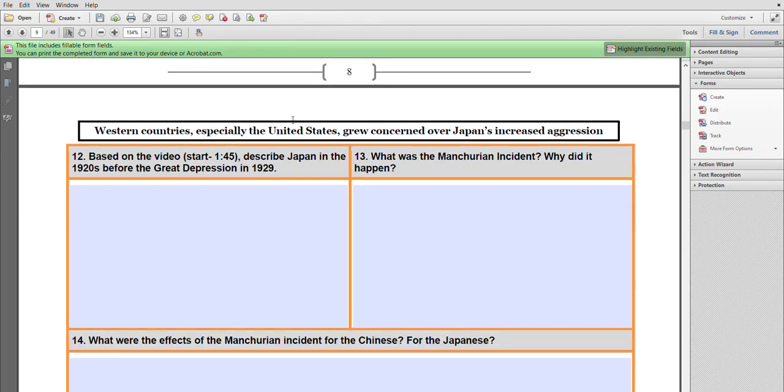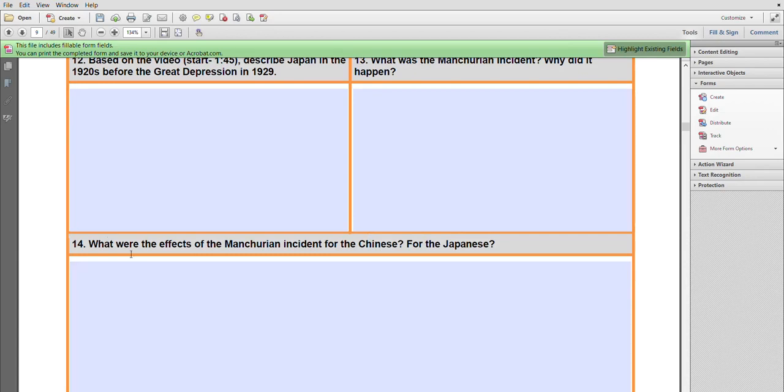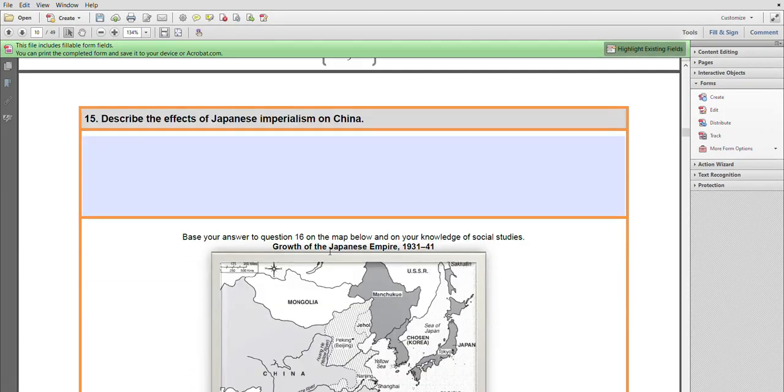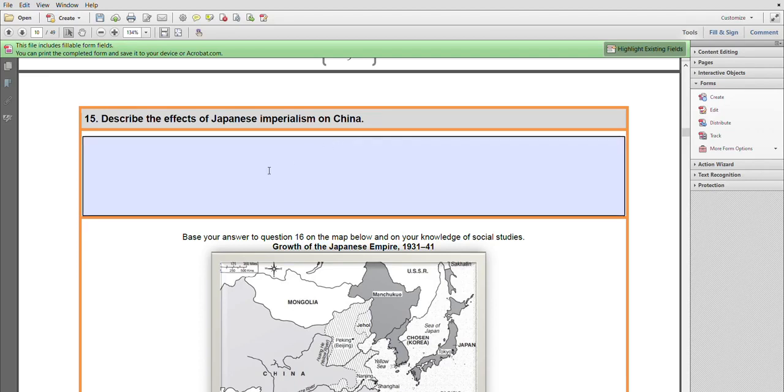Western countries, especially the United States, grew concerned over Japan's increased aggression. 12. Based on the video, up to 1 minute and 45 seconds, describe Japan in the 1920s before the Great Depression in 1929. 13. What was the Manchurian incident and why did it happen? 14. What were the effects of the Manchurian incident for the Chinese? For the Japanese? Page 10. Describe the effects of Japanese imperialism on China.